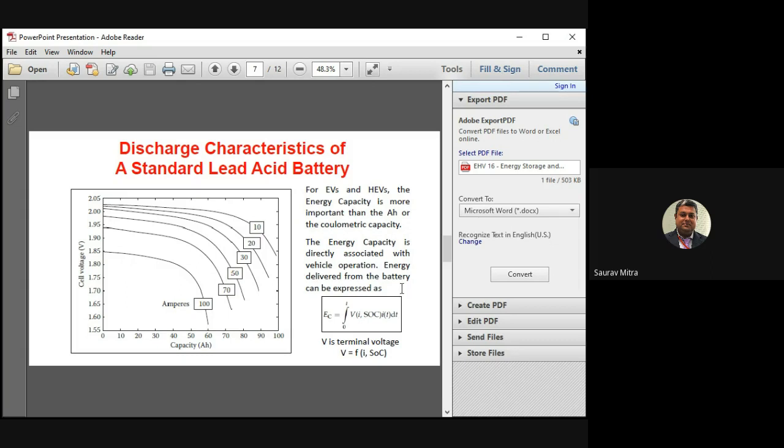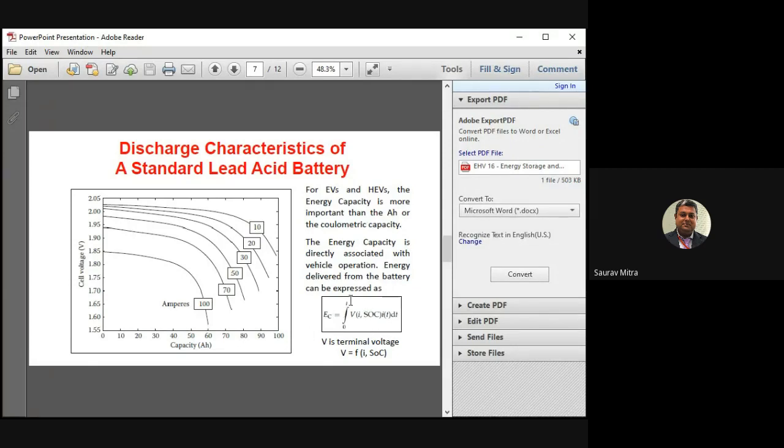Energy delivered from the battery can be expressed as E = V I and SOC. So this is the input voltage, and this is the SOC, how much charge is remaining, multiplied by I and t. Voltage and current multiplication is nothing but power. If you are integrating the power, then you are getting energy. So this is the relationship between power and energy: power is energy by time, and if you are integrating power over time, you are getting energy.